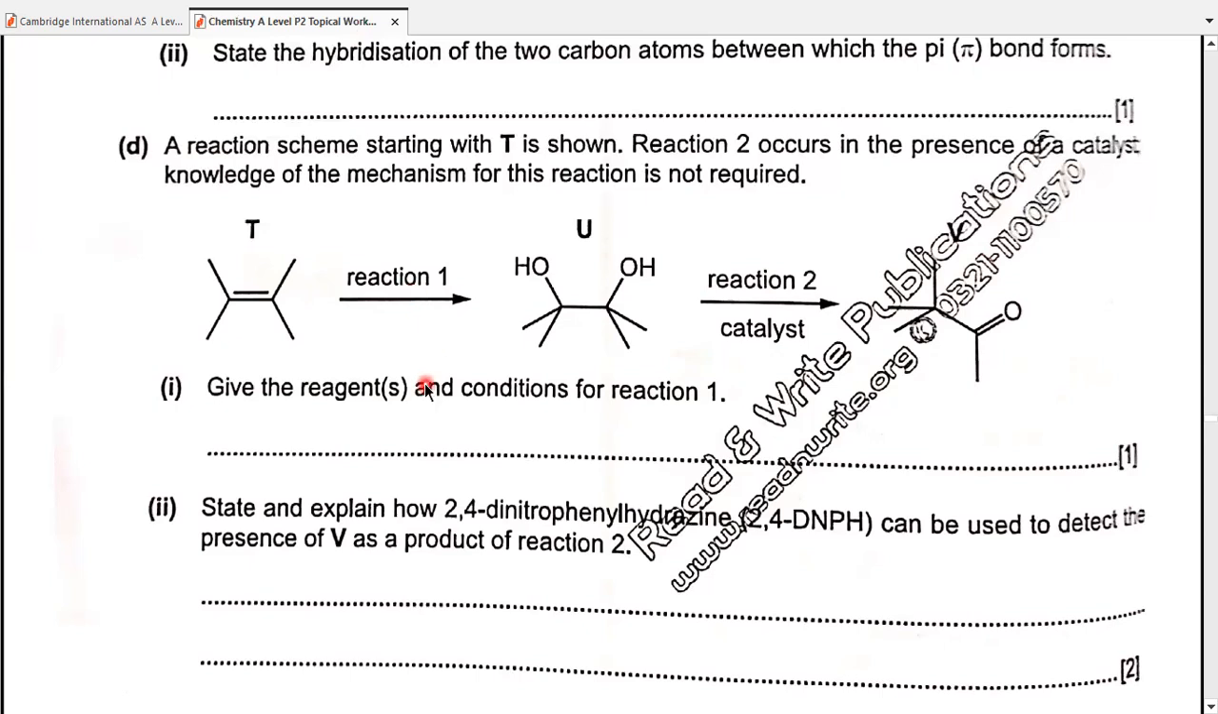State and explain how 2,4-dinitrophenylhydrazine, 2,4-DNPH, can be used to detect the presence of V as a product of reaction 2. The reaction 2 is a ketone, so it gives a positive result with a ketone.